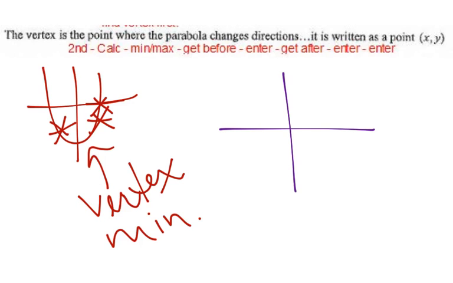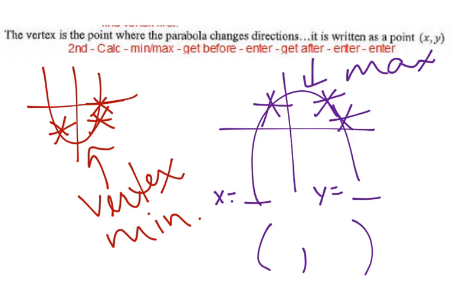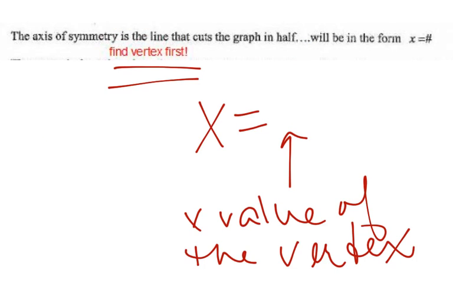If you had a graph that opened the other way, your vertex is at the top, and so it is a maximum. So on this one you would go second calc max, get before the vertex, press enter, get after the vertex, and press enter, enter. And then down here it's going to tell you a value for x and a value for y. You just put those as a point, and there you have it. So that's what you're going to use to figure out what your axis of symmetry is.